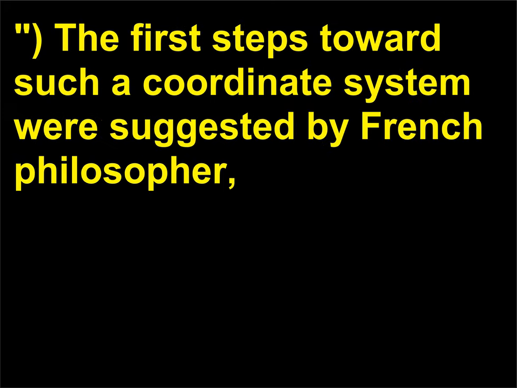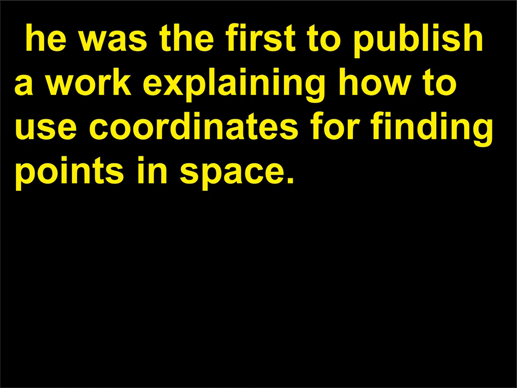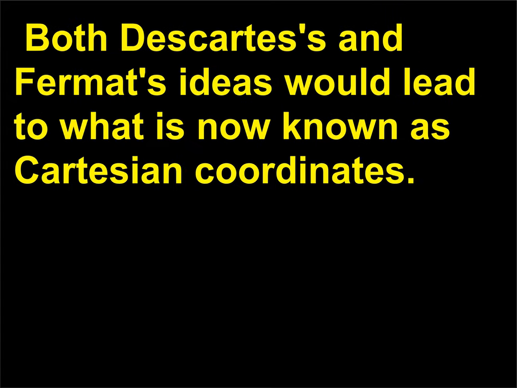The first steps towards such a coordinate system were suggested by French philosopher, mathematician, and scientist René Descartes, 1596-1650, in Latin, Renatus Cartesius. He was the first to publish a work explaining how to use coordinates for finding points in space. Around the same time, Pierre de Fermat developed the same idea independently, see below. Both Descartes and Fermat's ideas would lead to what is now known as Cartesian coordinates.